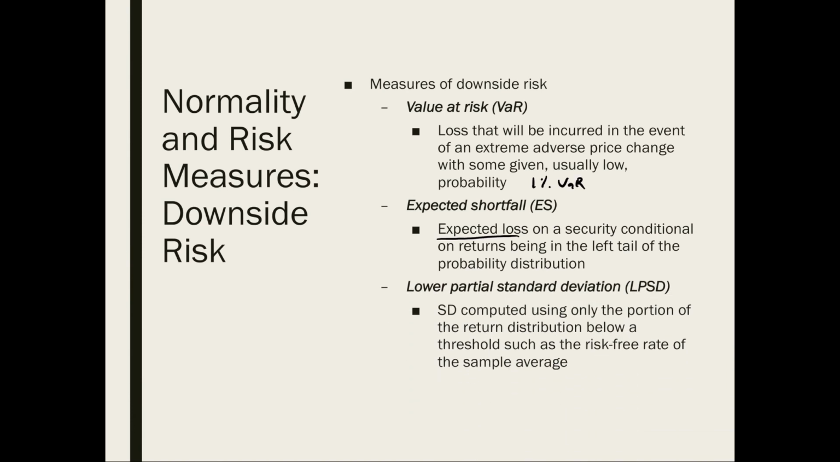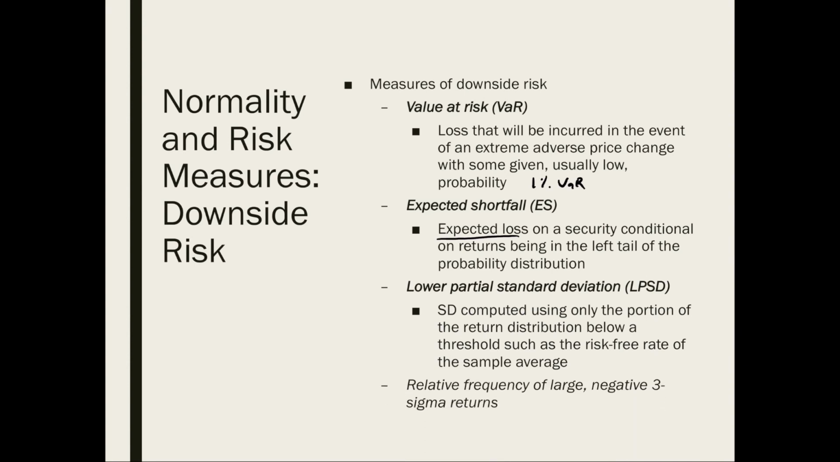Another measure would be lower partial standard deviation, LPSD, and it is standard deviation computed using only the portion of the return distribution below some threshold, such as the risk-free rate or the sample average. So what you would do is take the square root of the average squared deviations conditional on a negative excess return. So those are your three main measures of downside risk.